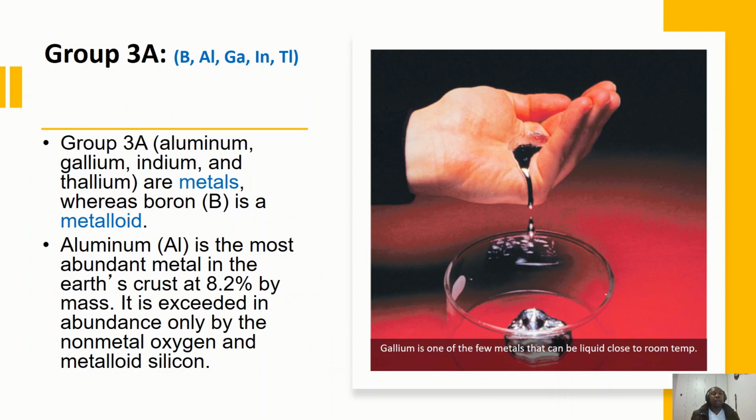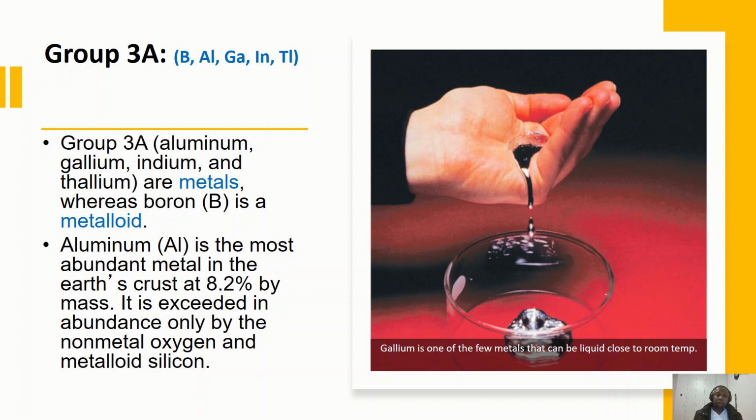For group 3A, we have boron, aluminium, gallium, indium, and thallium. Not all of them are metals, and that's why, like I said, they don't have a common name, because they comprise metals and non-metals, and metalloid, beg your pardon. Boron is the non-metal. The rest, aluminium, gallium, indium, and thallium, are all metals, but boron is a non-metal.